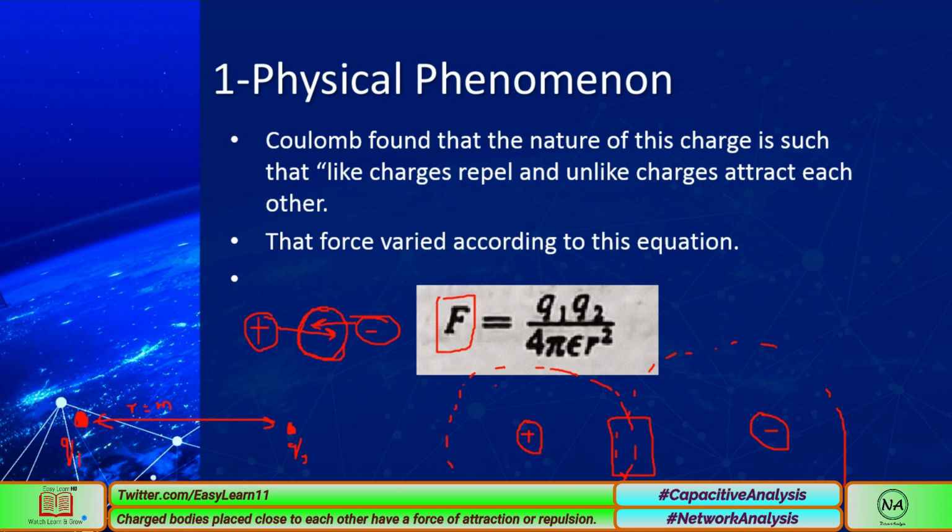Every medium has a specific permittivity value, but you must remember this one: the permittivity of free space is 8.854 into 10 raised to the power minus 12. This is measured in farads per meter, F/m. This is the standard MKS system. Q1 and Q2 are the charges, measured in coulombs.